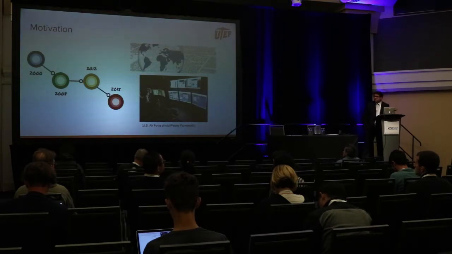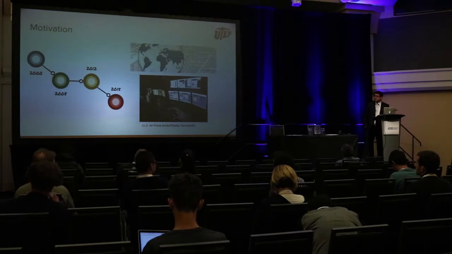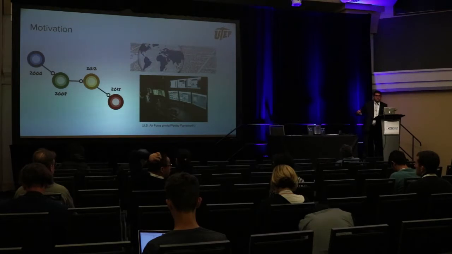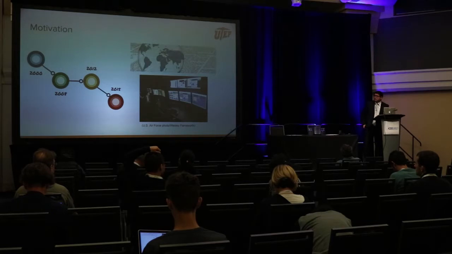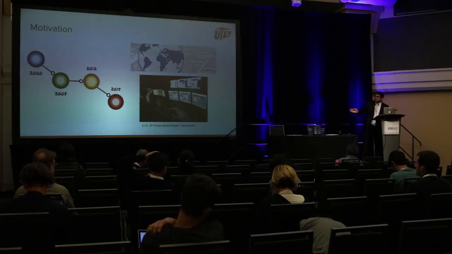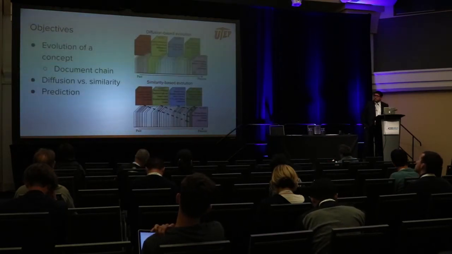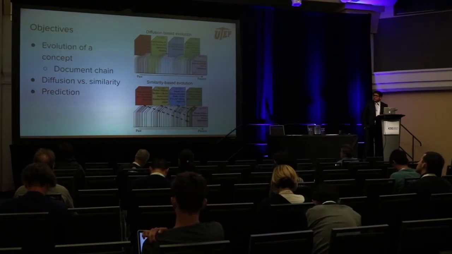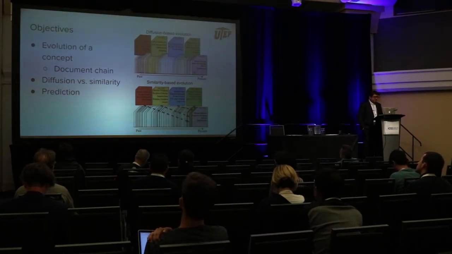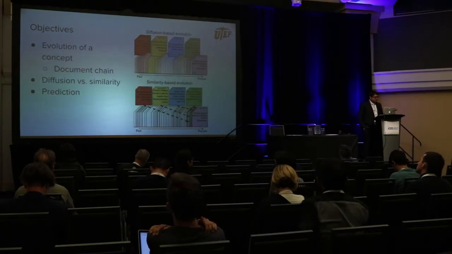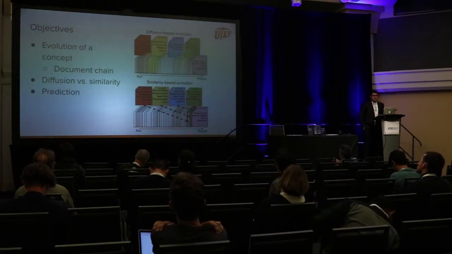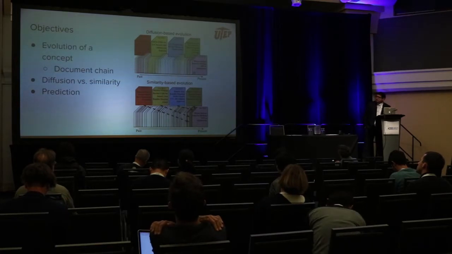And what the intelligence analysis community is interested in is basically looking back in time and trying to see if there are news that could help predict or try to find a correlation between this news and the future news. So the main objectives of this particular paper was, as I already said, to try to find the evolution of a concept. This is through finding document chains of news stories.